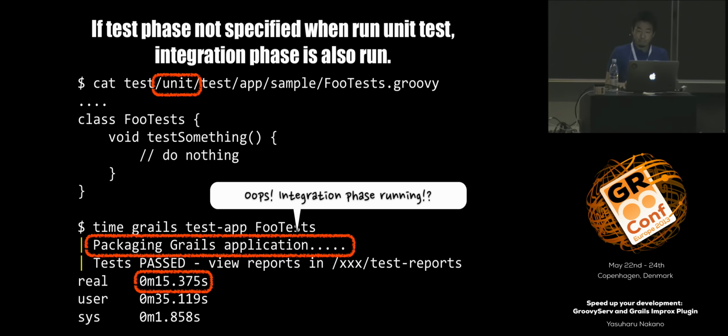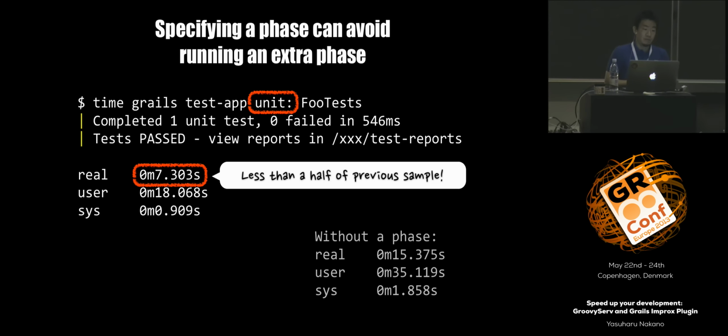On the other hand, if you specify the unit test phase explicitly, only the unit test is run. The time is less than half of the previous slide, 7 seconds. Great.